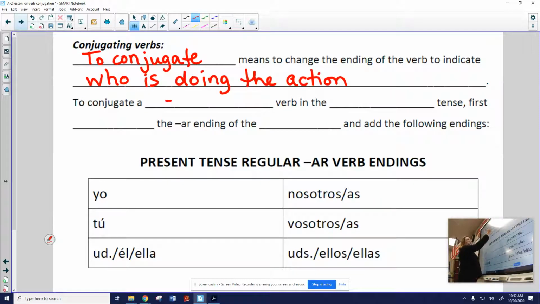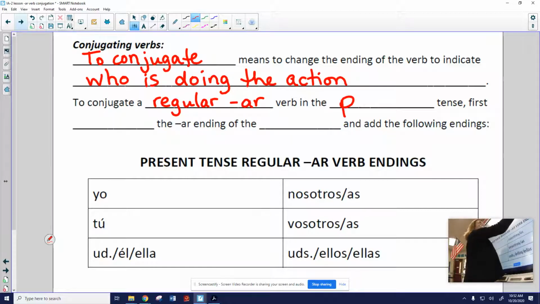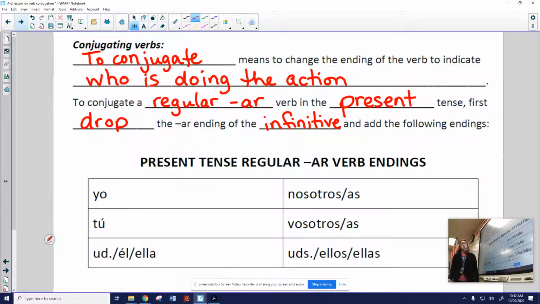To conjugate a regular AR verb in the present tense, meaning we're talking about today, what we're doing right now. We're talking about what we often do, what we habitually do. First, drop the AR ending of the infinitive, and then add the following endings.